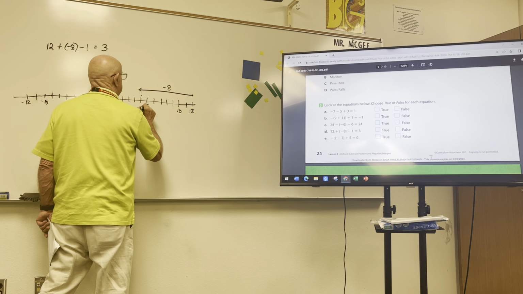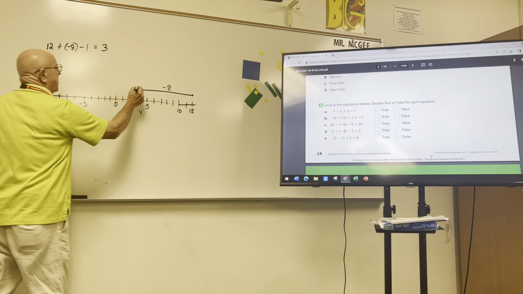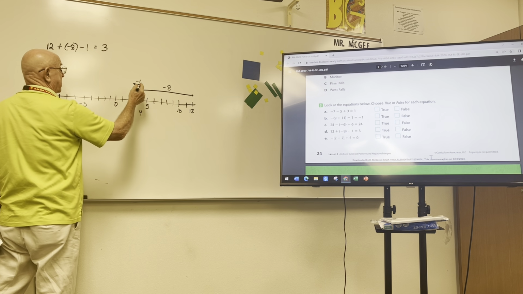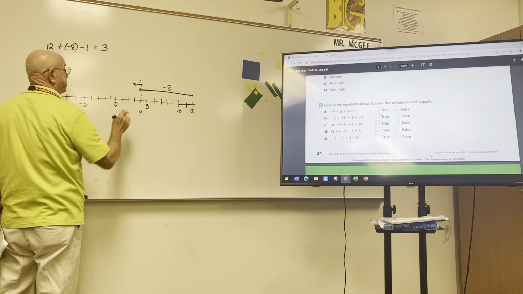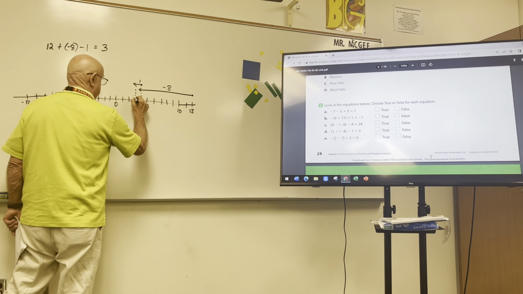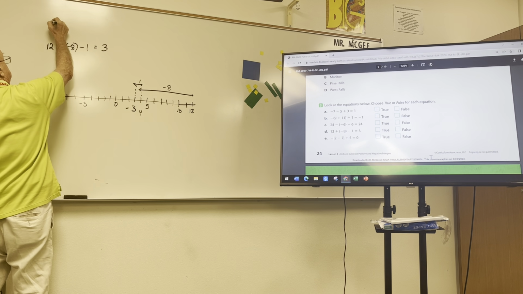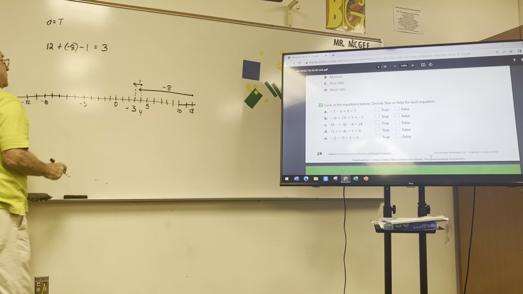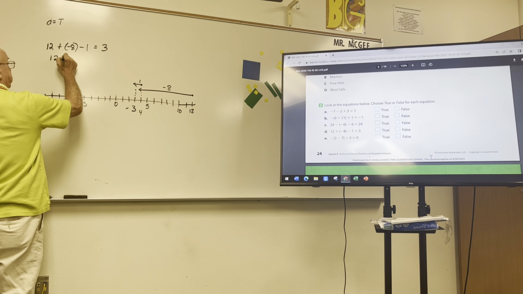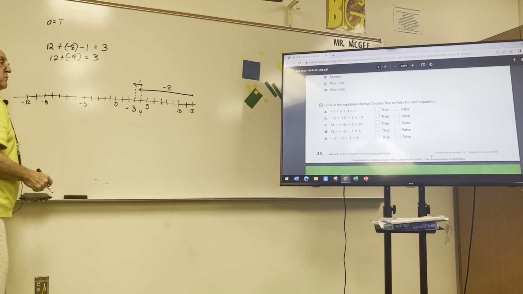Which gives me, at this point, 4. Then I need to go one more, take away one more positive. That means I go from here to here. And that gives me, actually, let's make that a positive, right? That taking away that positive leaves me at this point right here, which is 3. Right, so this one is D and it's true. All right, because another way to do this is 12 plus negative 9, which is also equal to 3.